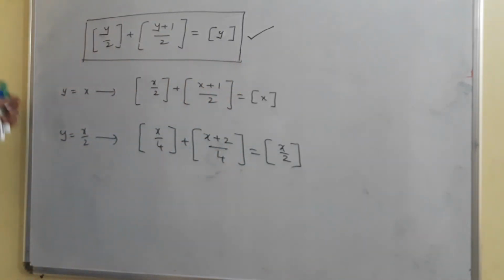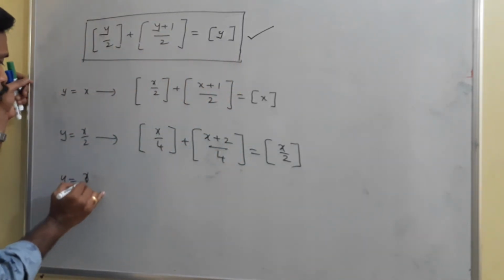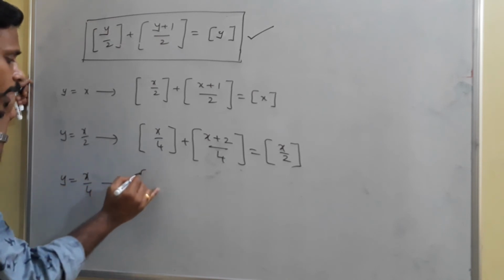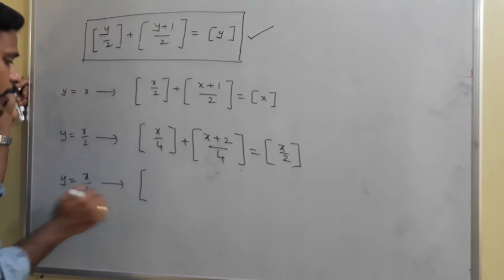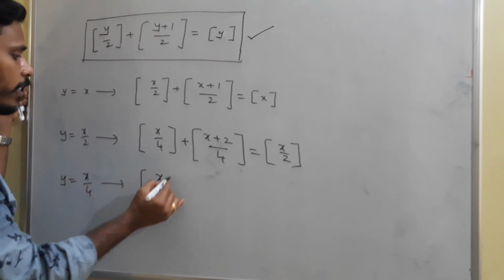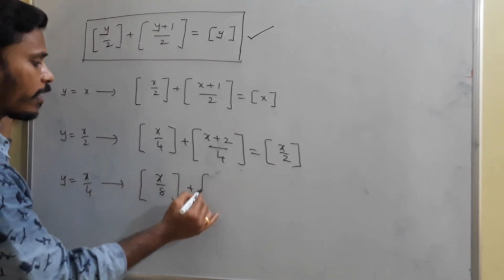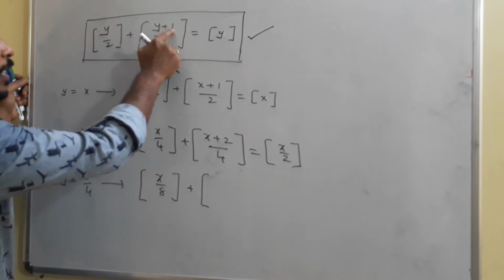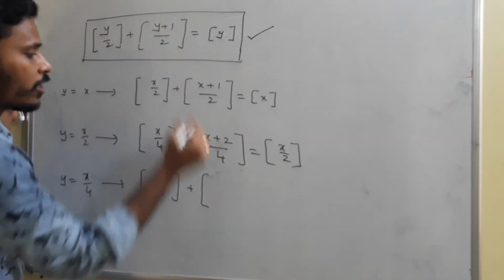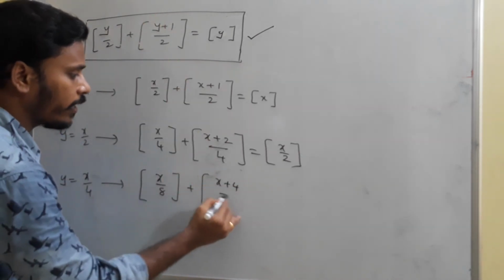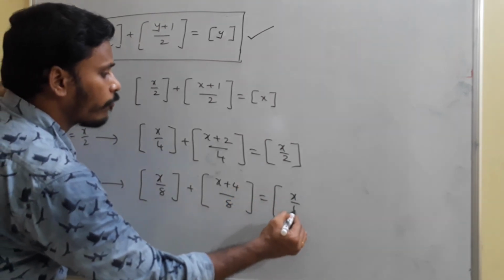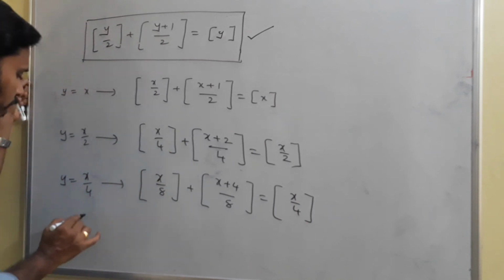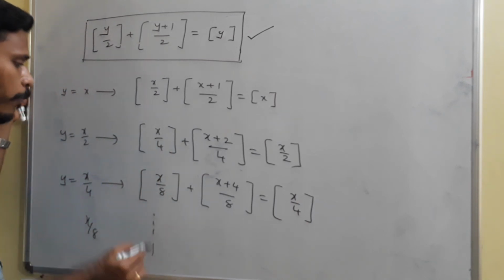So in the next step, you just take y equal to x by 4. Now what you will get? Floor of y by 2, and what is my y? x by 4. So you will get x by 8 plus floor of x by 4 plus 1 by 2. On simplification you will get x plus 4 by 8 on this side, equal to floor of x by 4. Likewise I can take the next, x by 2, and then I will proceed.